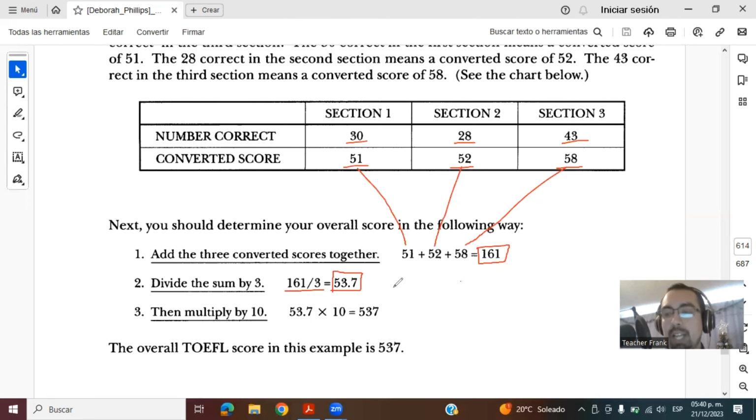So you can do this with a calculator, right? And the third step you're going to do is that number, you're going to multiply it by 10. So the answer here is 537. And this means that your TOEFL score is 537, right? So your TOEFL score is going to depend on the correct number of answers you got, the conversion, adding those conversions, right? Then dividing them by 3 and then multiplying them by 10, okay? And there you go. You have your TOEFL score.